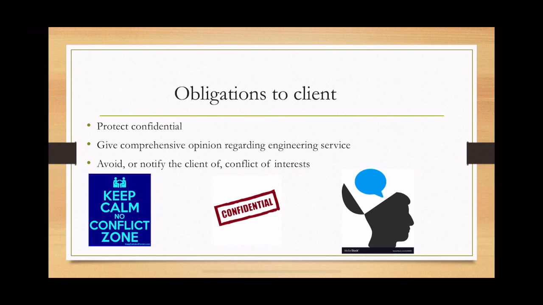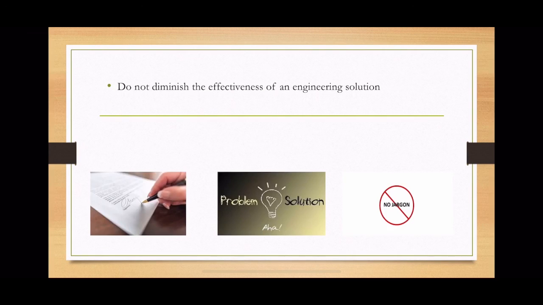Next, engineers should avoid or notify the client of conflicts of interest between the client and the engineer. This is to ensure all the engineering progress works smoothly. Next, engineers do not diminish the effectiveness of an engineering solution. Engineers should provide an effective and good engineering solution to avoid obstacles occurring in an engineering project. Engineers should also honor the contractor obligation.